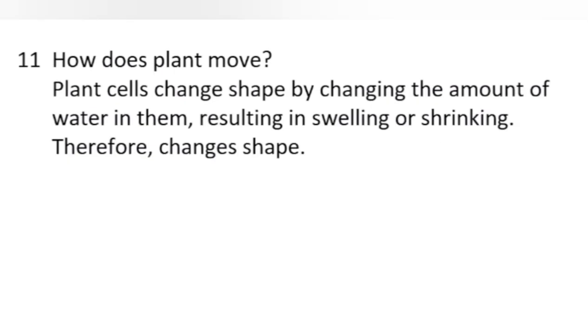How does a plant move? Plant cells change shape by changing the amount of water in them, resulting in swelling or shrinking, and therefore the shape changes. Because we know that animals have contractile protein and plants don't, they depend on the amount of water for changing the shape of the cell.